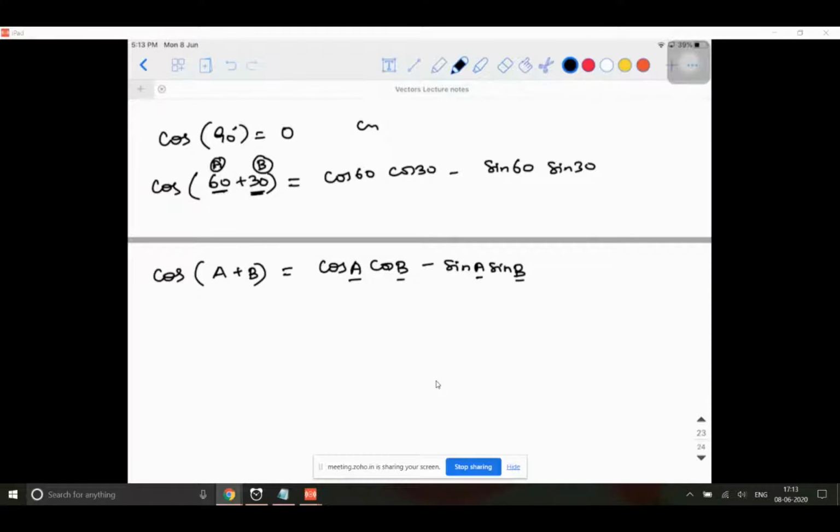Yes, sir. So what is going to be cos 60? Cos 60 is half, cos 30 is root 3 by 2, minus sin 60 is root 3 by 2, and sin 30 is half. No harm if you don't remember, slowly through practice you will get it. So it is root 3 by 4 minus root 3 by 4. What is the answer?